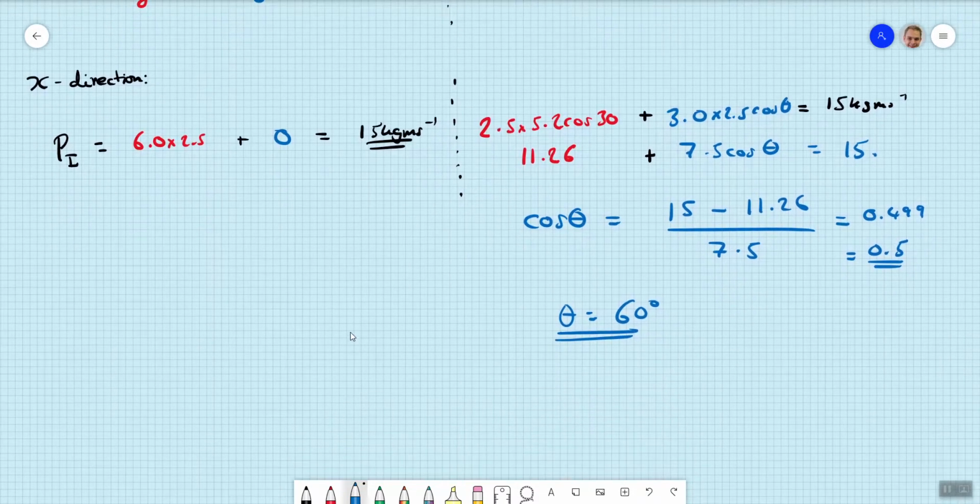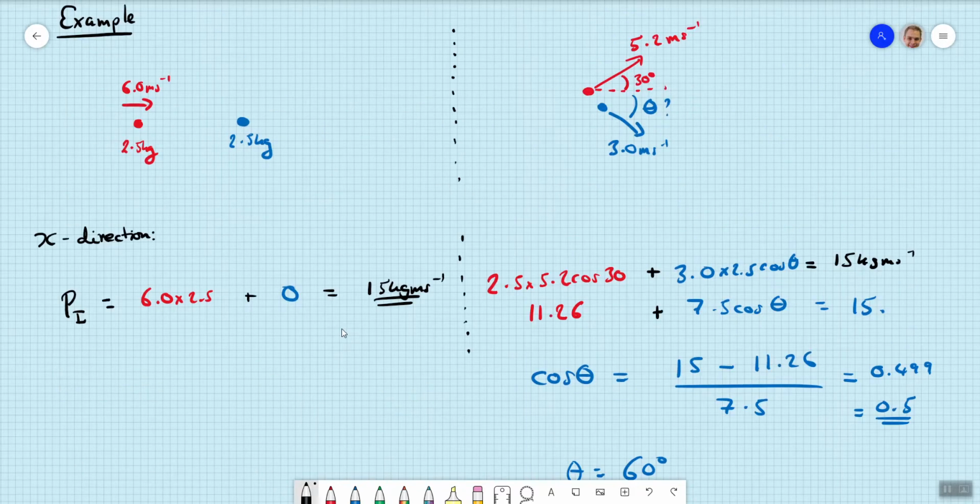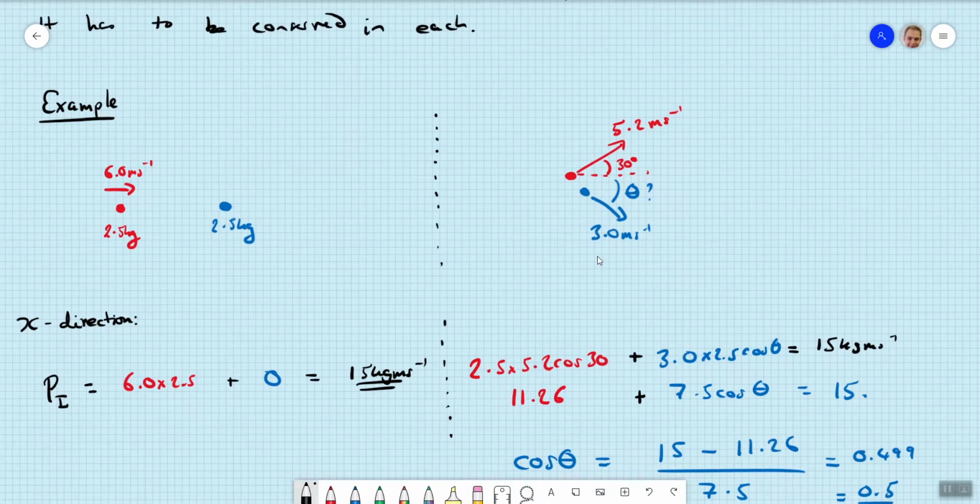Now, the other way that you can think about it, and it should give us the same thing, is we can consider it in the y direction. In the y direction, the initial momentum is 0 because if you've got one thing moving, it's moving in the x direction, so nothing is moving in the y direction. So the vertical momentum of the red ball has to equal the same magnitude as the vertical momentum of the blue ball.